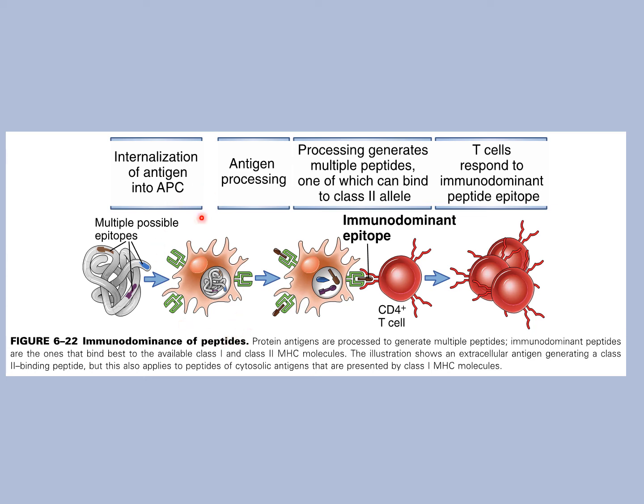So the first step, the antigen is internalized by the antigen presenting cell, that can be either macrophages or neutrophils. This antigen is then processed by antigen processing, which generates multiple peptides. Among these, the one which best binds to the available class of MHC molecule is called the immunodominant epitope. So this epitope is selected and the T cell responds to only the immunodominant peptide epitope, resulting in enhanced immune response.